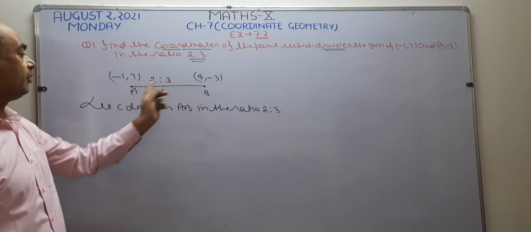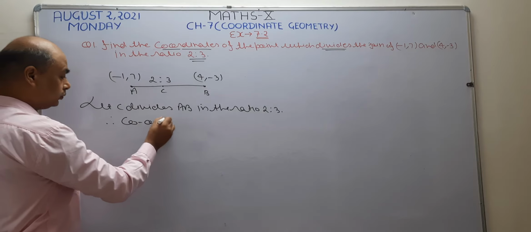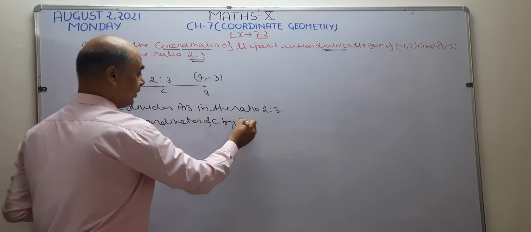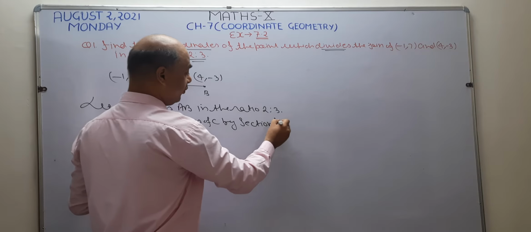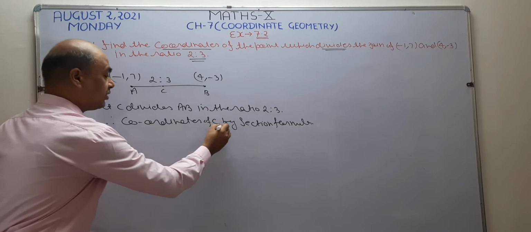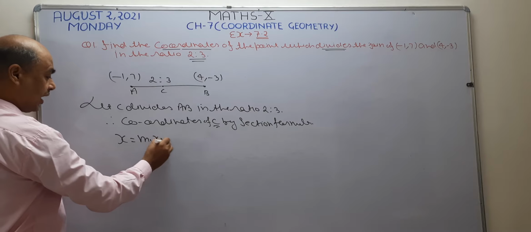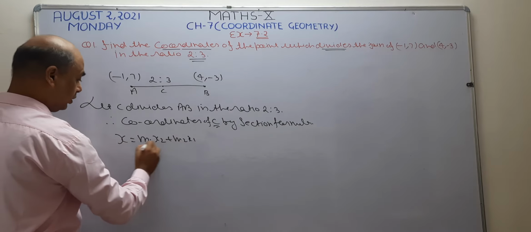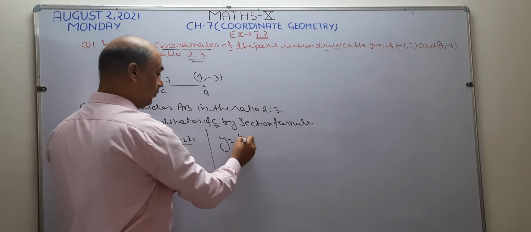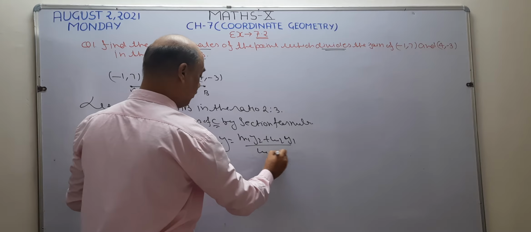Since C divides AB in the ratio 2:3, therefore the coordinates of C by the section formula. And you know what the section formula is? X equal to m1 x2 plus m2 x1 upon m1 plus m2. And for Y, the formula becomes m1 y2 plus m2 y1 upon m1 plus m2.